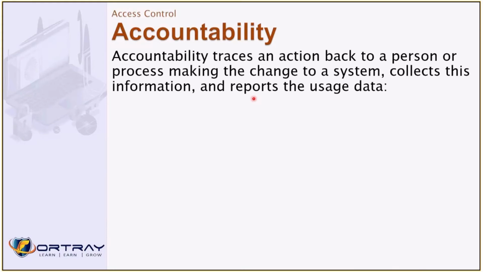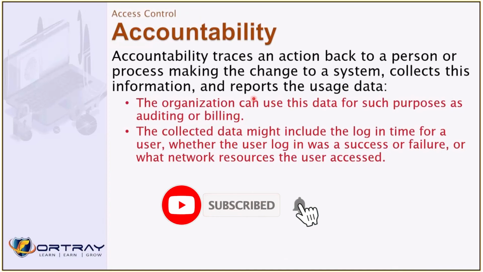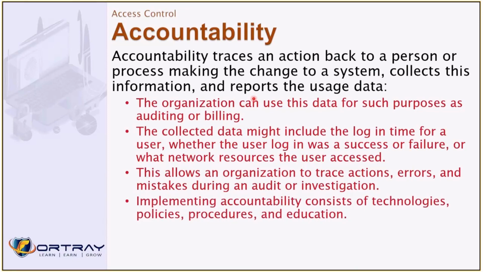Okay, once you can access and perform your task, now you are accountable. What have you done? Accountability traces an action back to the person or process making changes to the system, collecting this information and reporting the usage data. The organization can use this data for purposes such as auditing and billing. The collected data might include logs of what time, allowing an organization to trace back errors, mistakes, investigation, and audit. Implemented accountability consists of technology, policy, procedure, and education.